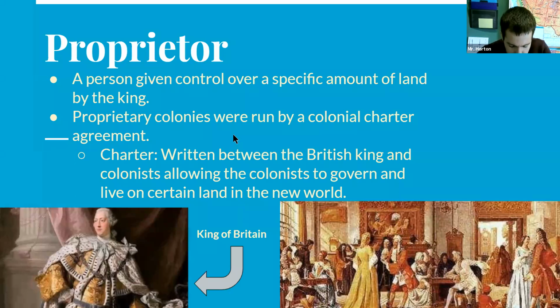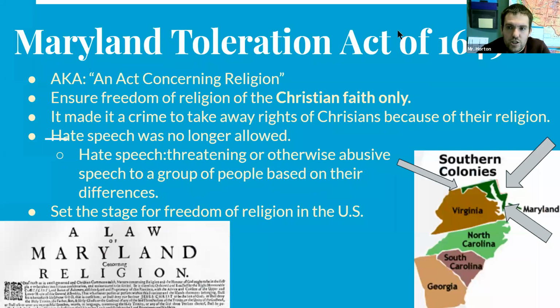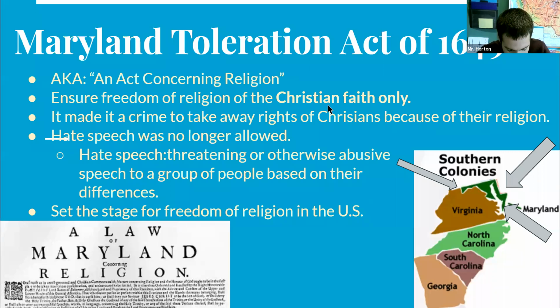All righty, and then our last question talks about the Maryland Toleration Act of 1649. So this is also called the Act Concerning Religion. And this ensured freedom of religion for only the Christian faith. So that'll help you answer number 8. So only Christians were able to practice their freedom of religion. And so if you were any other religion, then you were not allowed to have this religious freedom. So only the Christian faith was able to practice their religion kind of however they wanted to.